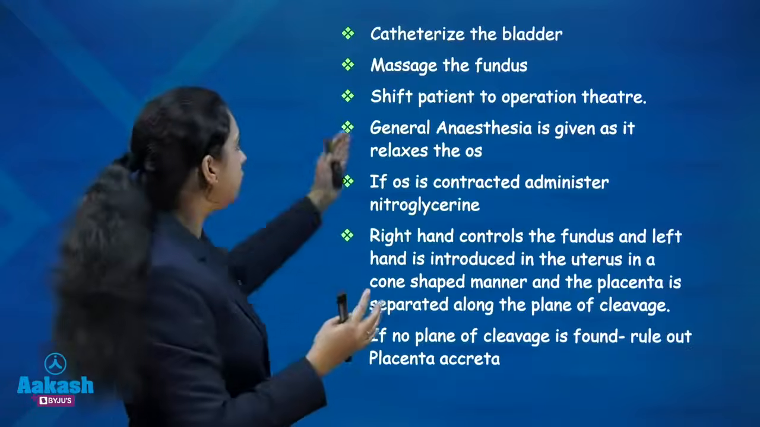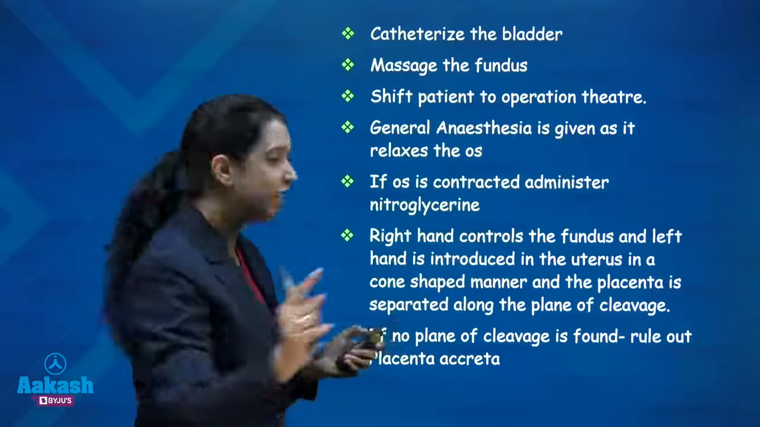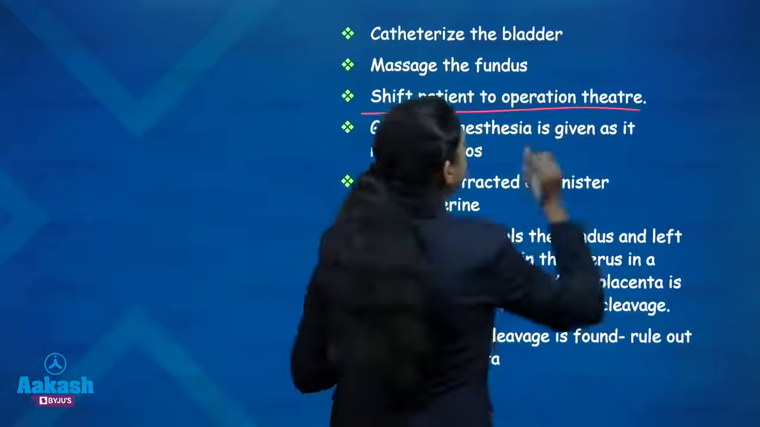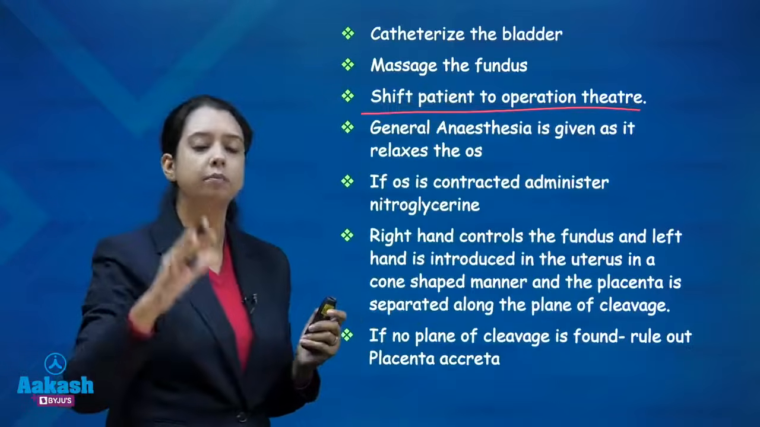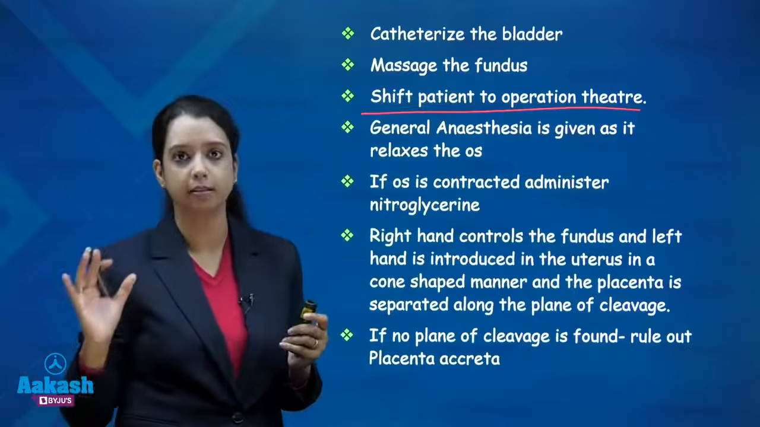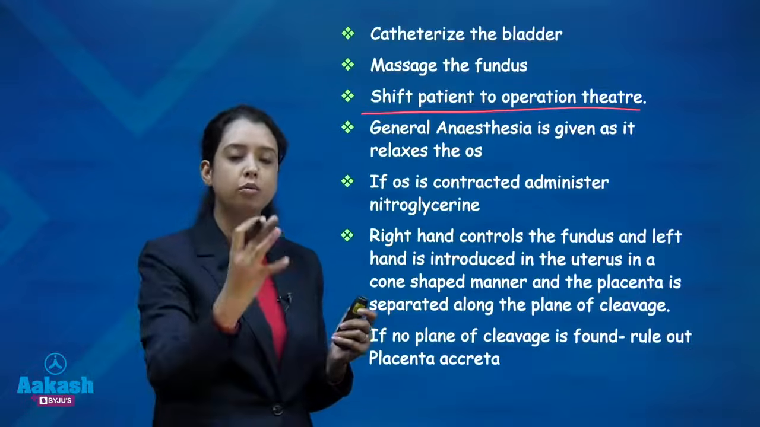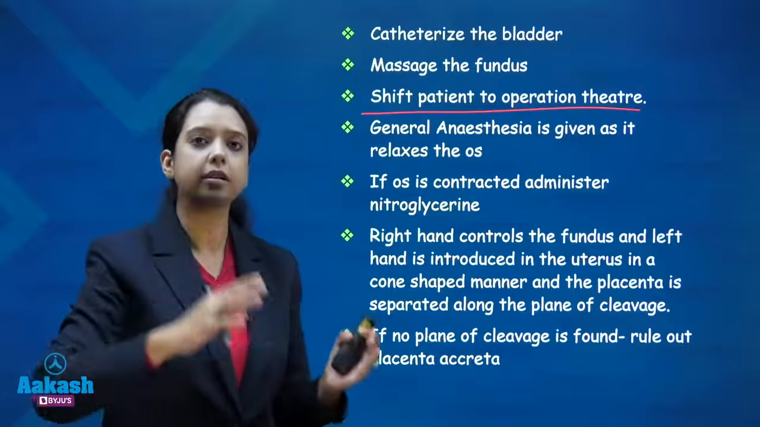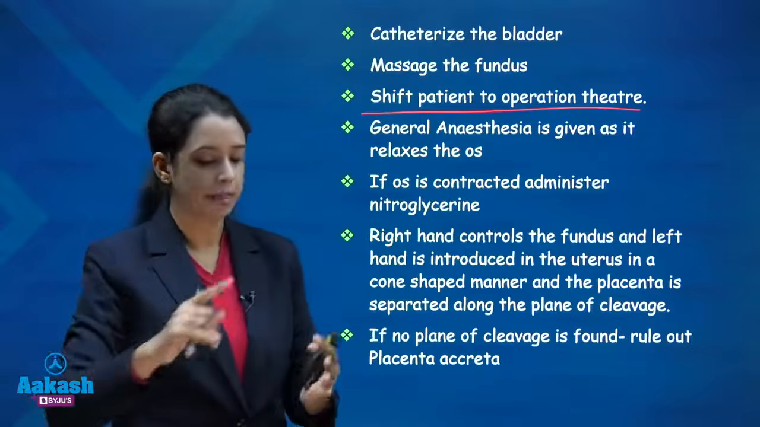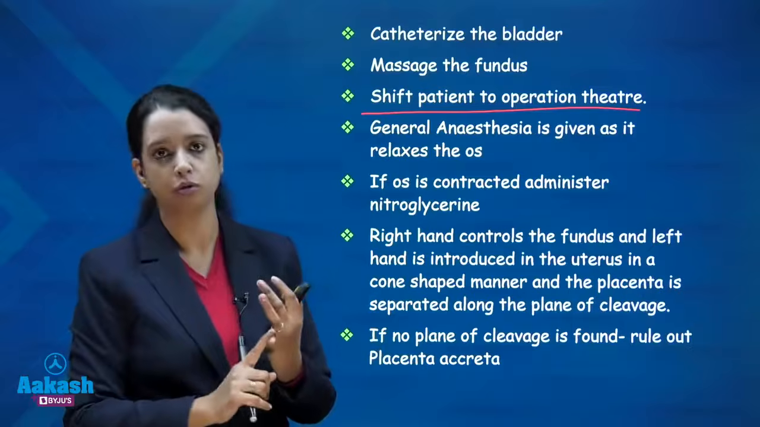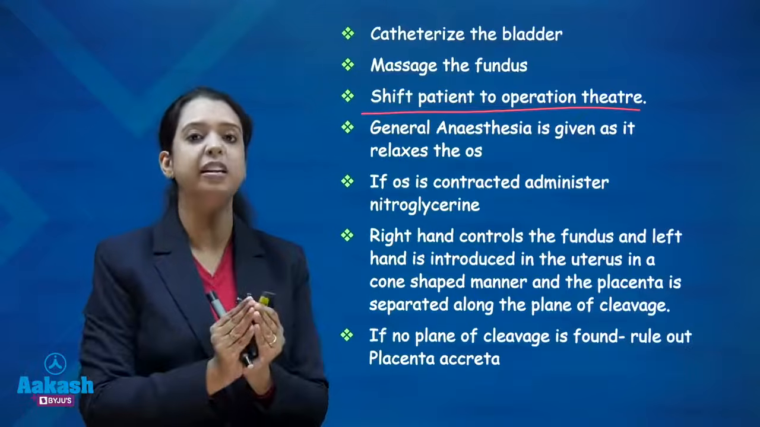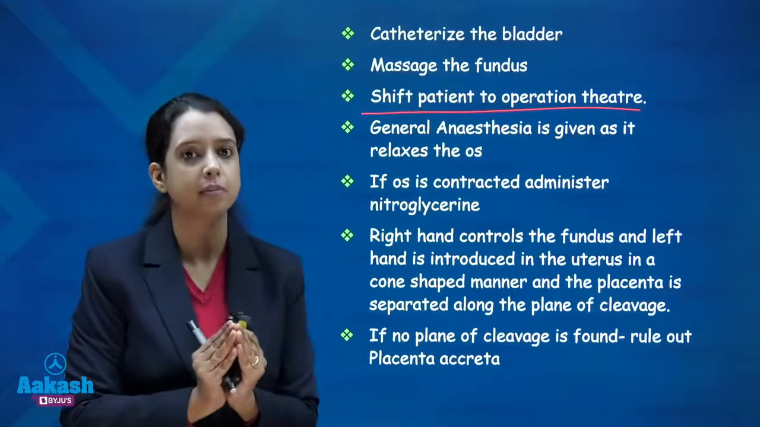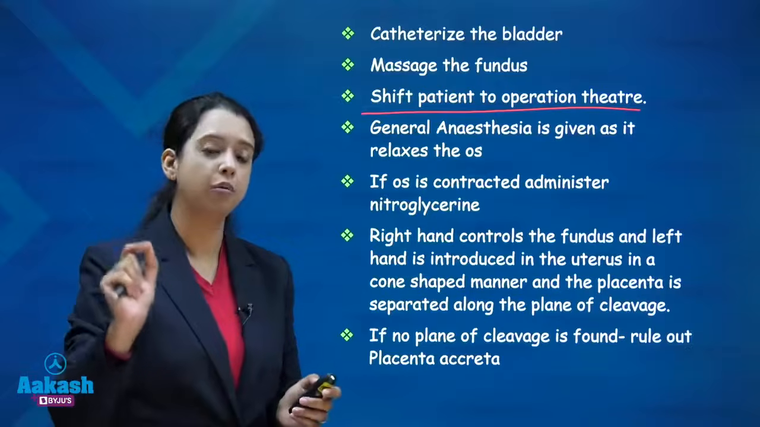So you have to shift the patient to the operation theatre, because you can remove the placenta only under general anesthesia. Under general anesthesia, the uterus will relax, then only can you remove the placenta manually. Unless the patient is shifted to OT, you will give the massage and you will give oxytocin also. They are adjunctive treatment, but they are not the definitive treatment. Definitive treatment is manual removal.